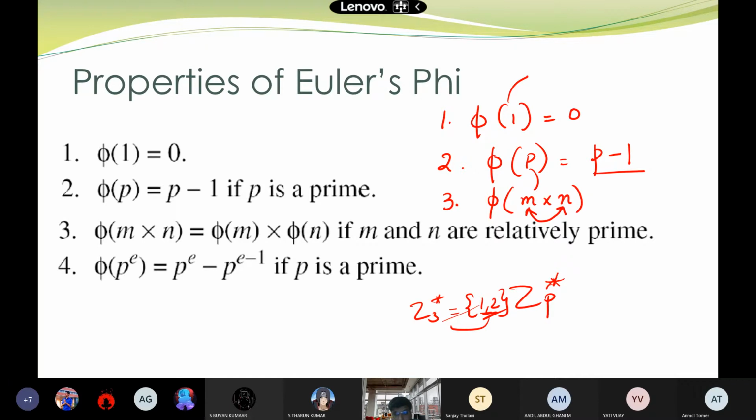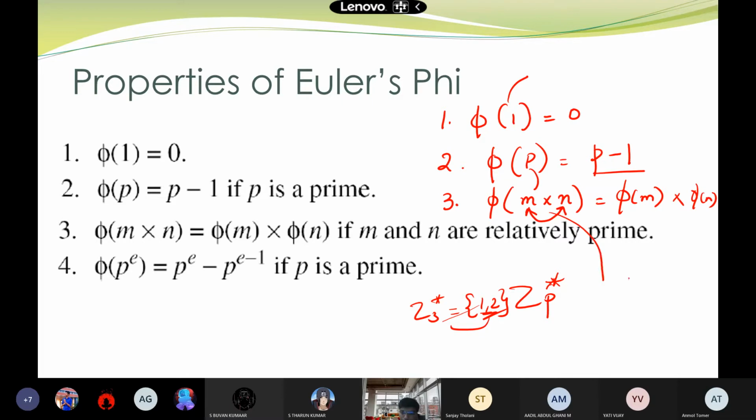What does this mean? GCD of m and n is 1, right? Which means you can now apply Euler's totient function separately onto m and n, and then do the product of these two. So that is the third property. Phi of m cross n could be calculated separately as phi of m and phi of n, and you multiply these two values. You will get the number of elements in that set.